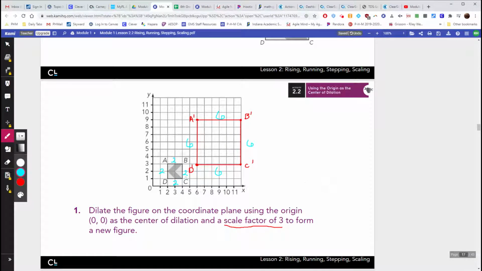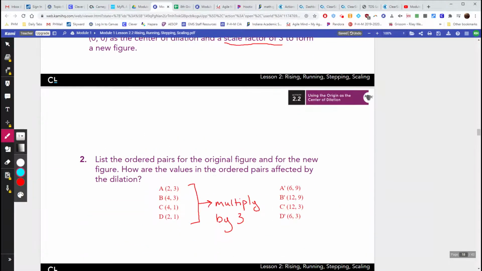So what do we notice about the side lengths? They were 2, now they're 6. Looks like they also grew by a scale factor of 3. So not just the coordinates, but that also affected the side lengths by the same scale factor.